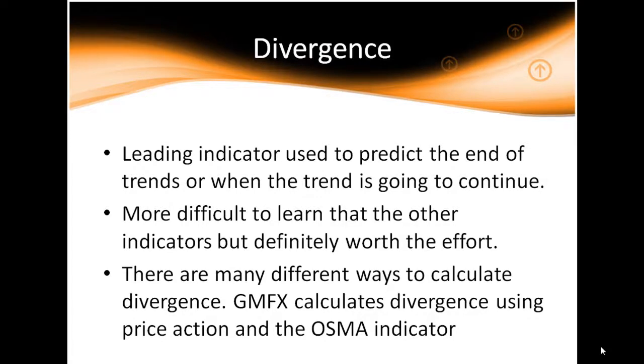Divergence is a leading indicator used to predict the end of a trend or tries to predict that the trend is going to continue. Divergence is a little bit trickier to learn than the other indicators, but is definitely worth the effort. There are many different ways to calculate divergence. Got Money FX calculates divergence using price action and the OSMA indicator. Divergence and how to trade divergence is taught in a separate video presentation.